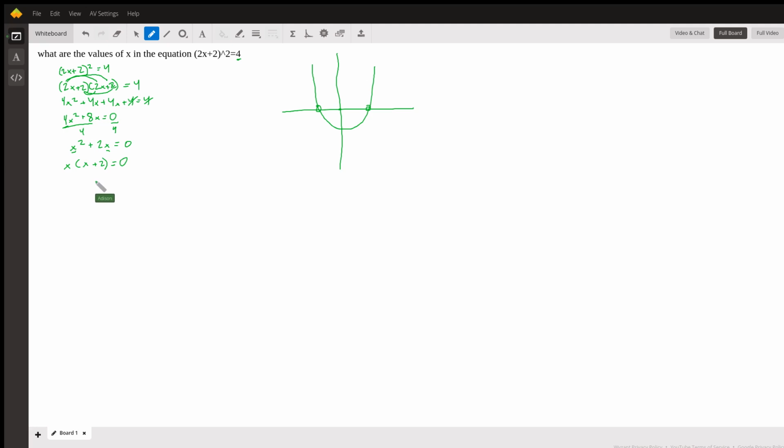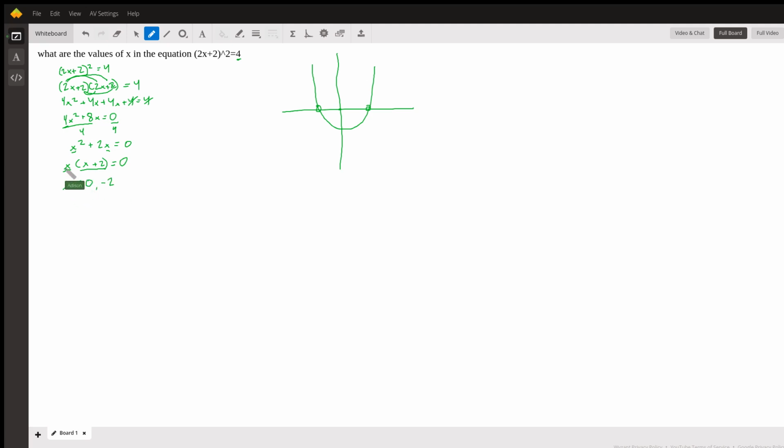Now, in order for this to equal 0, either this part needs to equal 0, because then anything times 0 is 0, or this part needs to equal 0, because again, if this equals 0, anything times 0 is 0, therefore we prove it to be true. Now, there's two ways for this to equal 0. Those two ways are if x equals 0 and if x equals negative 2.